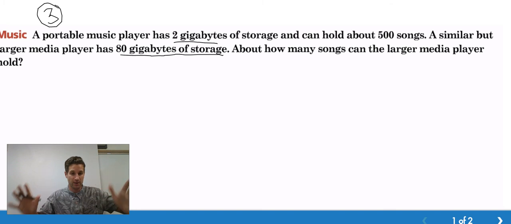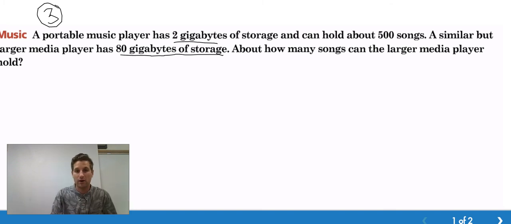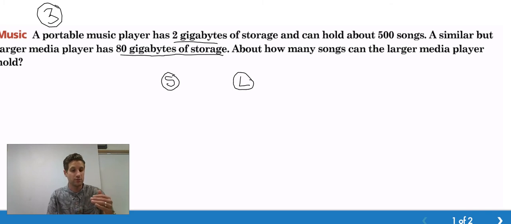Alright, we're talking about 2 different media players, okay? So we're talking about like an iPod or something like that. But we have 2 of them, okay? So we have a small media player and we have a larger media player. And there's 2 relationships. There's a relationship between the gigabyte and the songs, and then there's a relationship between the smaller and the larger. So we already wrote the smaller and larger. Now we got to write the relationship between this.